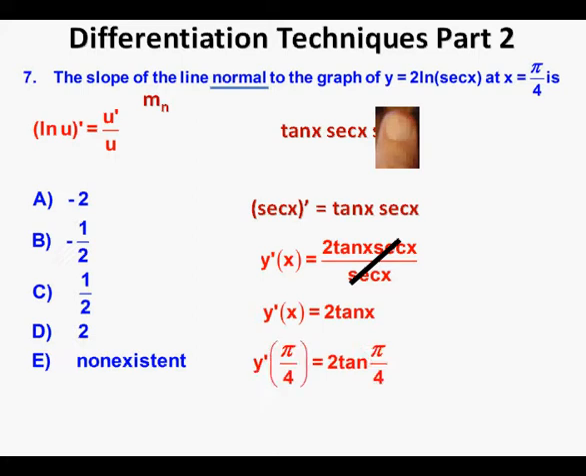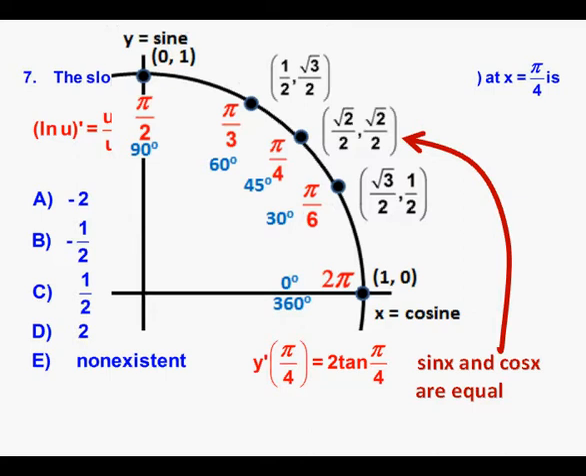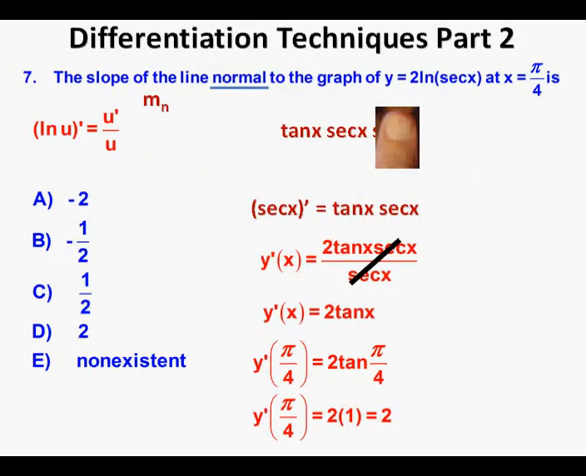Now we can look at y prime of pi over 4 to replace x with pi over 4, and it's equal to 2 times the tangent of pi over 4. And getting out the unit circle, which you probably don't need, but we'll just look at it, at pi over 4, sine x and cosine x are the same. Cosine x is square root of 2 over 2, and sine x is also square root of 2 over 2. And so the tangent of pi over 4 is 1. So we have y prime of pi over 4 equals 2 times 1, or 2.